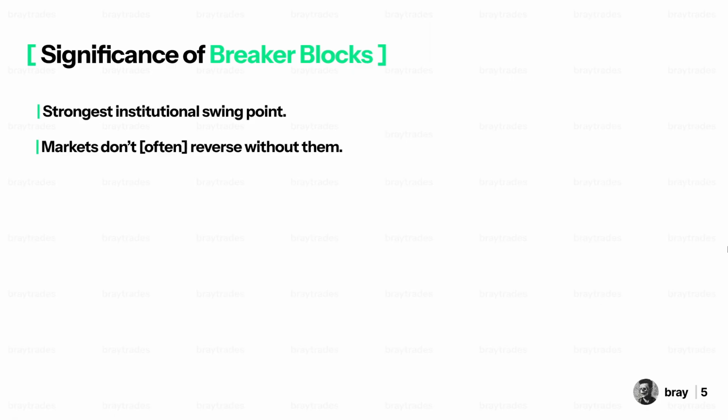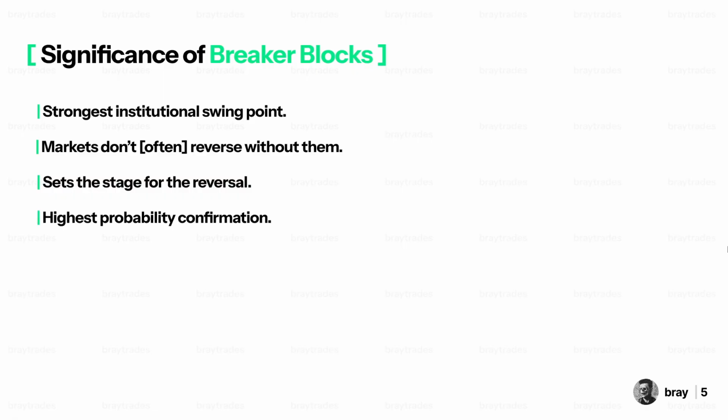block swing point. These breaker blocks will thus set the stage for the reversal, as it is a true shift in market structure on any fractal time frame. And lastly, it is the highest probability confirmation one can have when confirming a reversal.